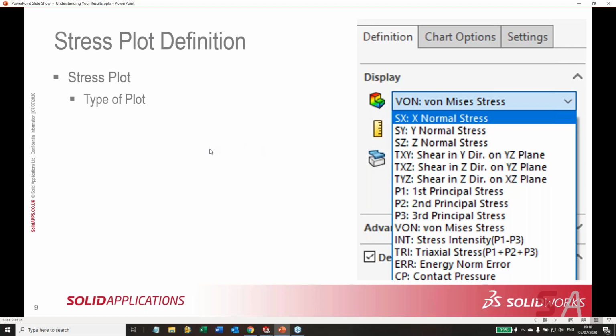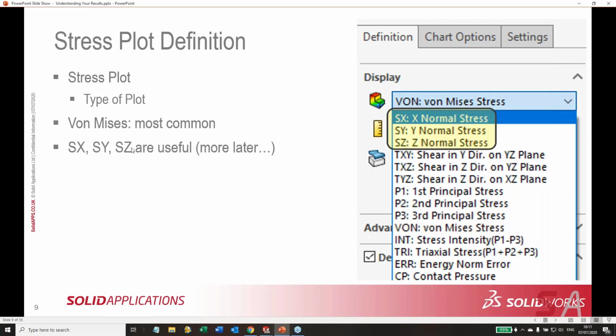So when you define a stress plot, you get to choose what the type of plot is. You can see here, you've got your von Mises stress, that's most common. There will be a default von Mises stress plot when you finish running the study. So most people gravitate towards von Mises. We learn in engineering school, it's the most accepted basic stress plot that there is. SX and SY and SZ, these are directional stresses. They're useful. I'm going to talk more about these later, so I'm going to move on from them now.